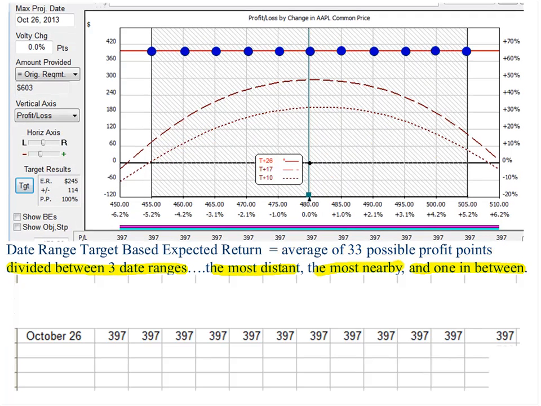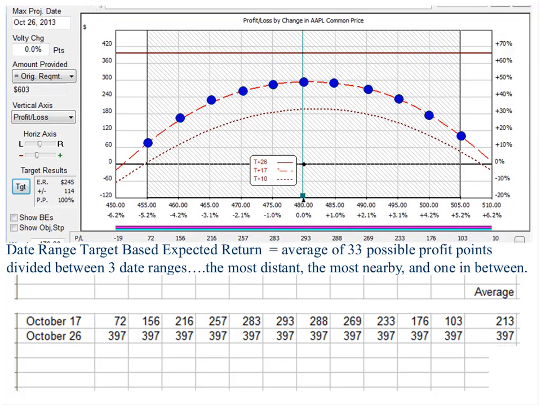Now let's look at how this works. We go to the most distant date, October 26th. That's the expiration line here, and you can see at each one of those little data points, 397. Real simple. The average of those 11 was 397. Then we go to the one in between. In this case, you could see down here, October 17th, 72 corresponds to that one, and that goes right here.